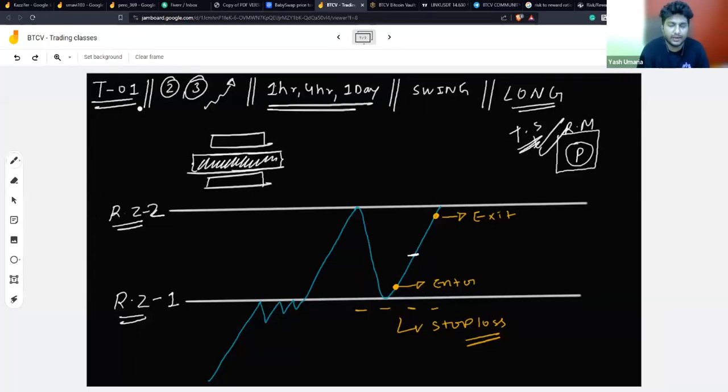We don't have time today, but in the next class, I will show you in the real chart. I will show you an example of this particular trading setup 01. Just make sure to remind me, so it will be easier.